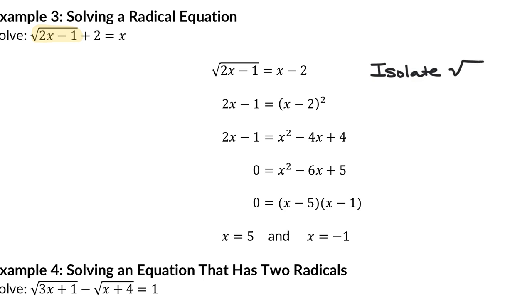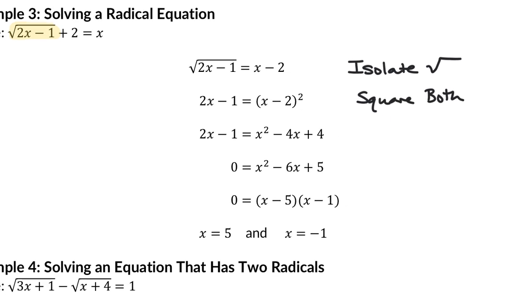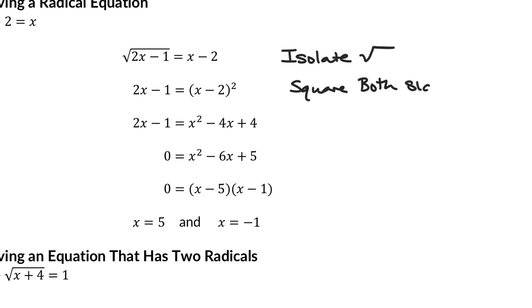What did I do from that second step to the third? I squared both sides, which gets rid of the square root. Next, what happened? I did a FOIL. I expanded that binomial. I FOILed it. What next?